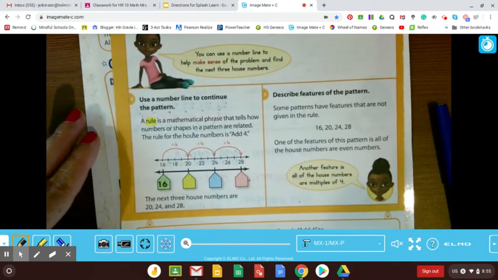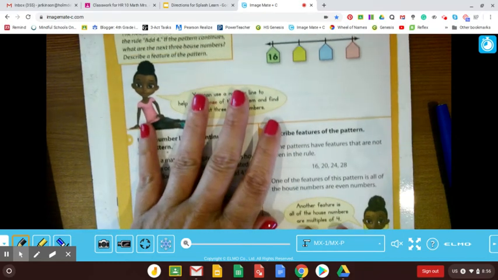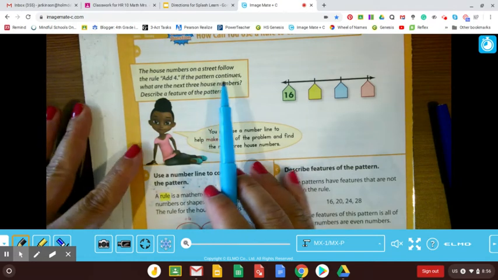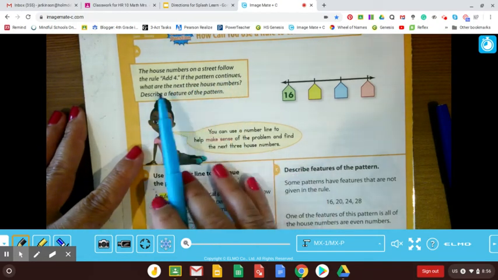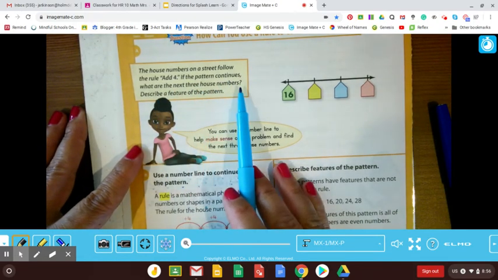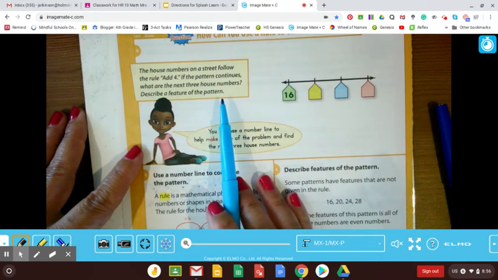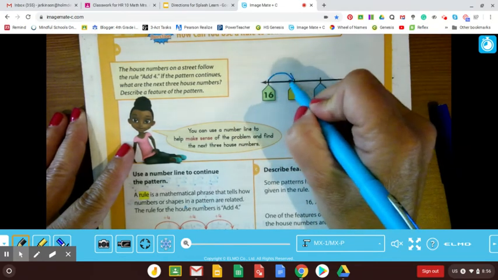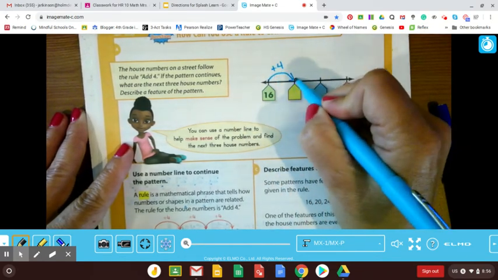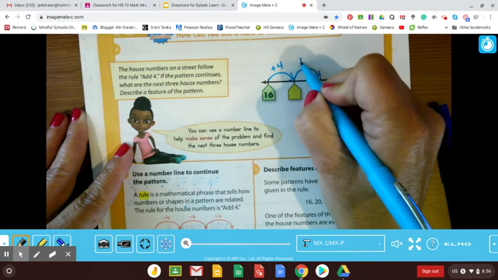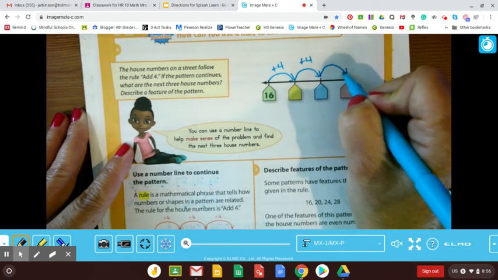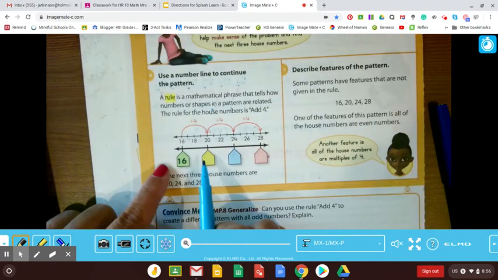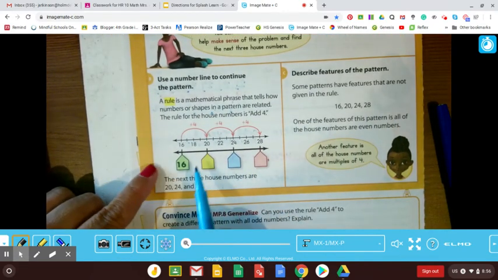We're just going to go over this really quickly. It says the house numbers on a street follow the rule add 4. If the pattern continues, what are the next 3 house numbers? Describe a feature of the pattern. So here's the houses, and we're going to add 4. So I like to draw my little leap, if we want to do it like that. We're going to add 4, add 4. So 16 plus 4, kind of like down here, is going to get us to 20.